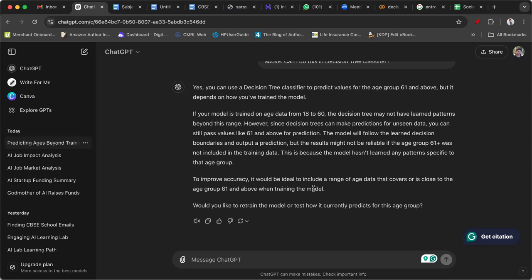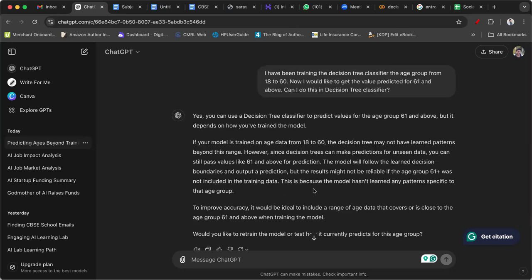So basically, we can predict on the training data, not on out-of-range values. For example, I trained from 18 to 61. Suppose there is no value for 32. I can still predict within that range, because it is already trained between 18 and 60.